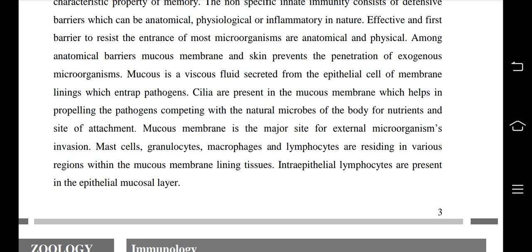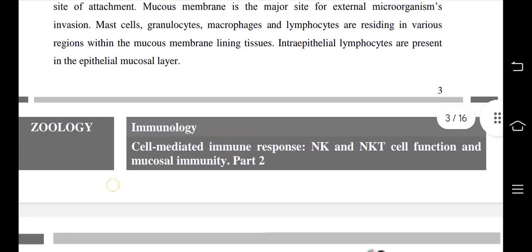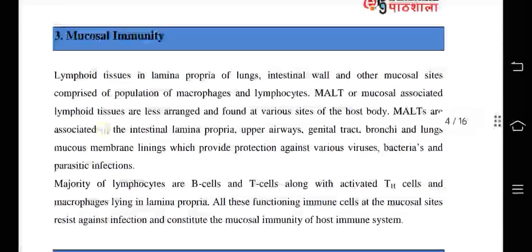Mast cells, granulocytes, macrophages, and lymphocytes reside in various regions within the mucosal membrane lining tissue. Intraepithelial lymphocytes are present in the epithelial mucosal layer. Mucosal immunity.